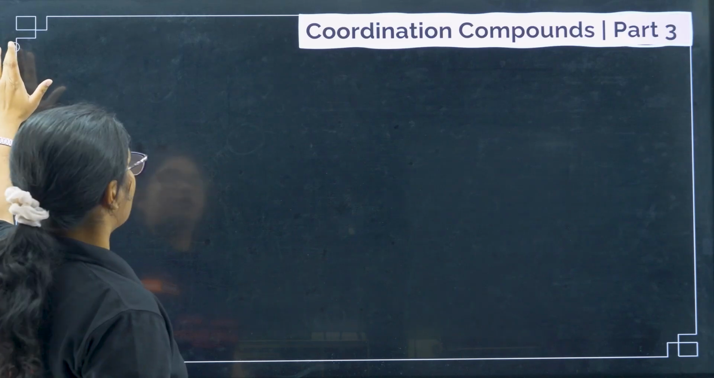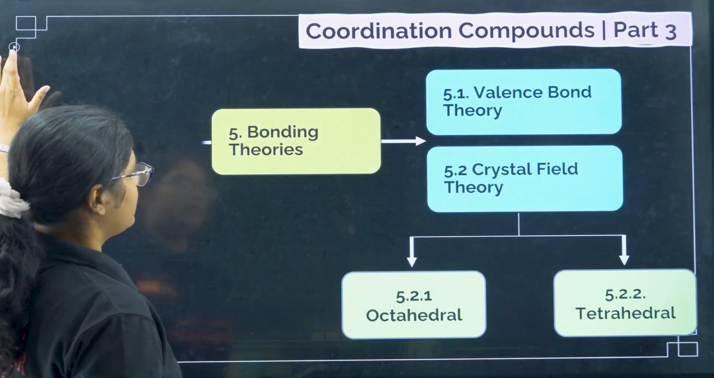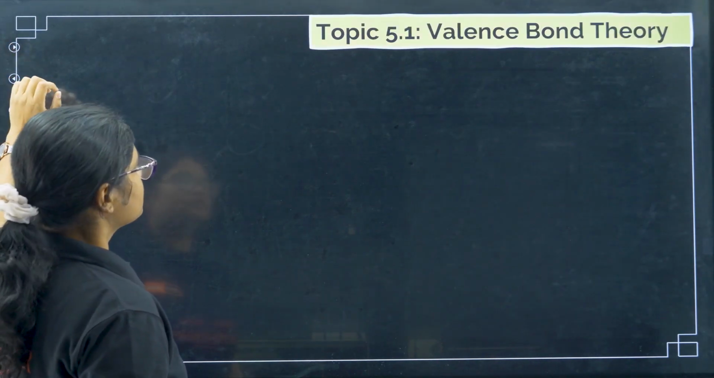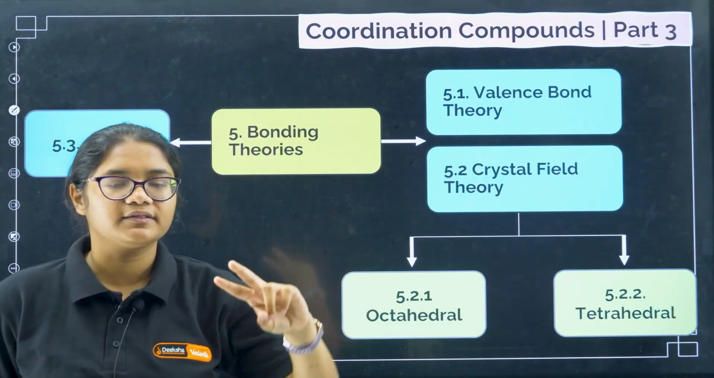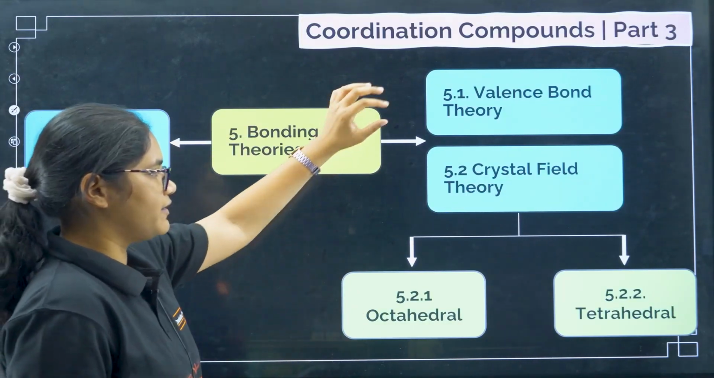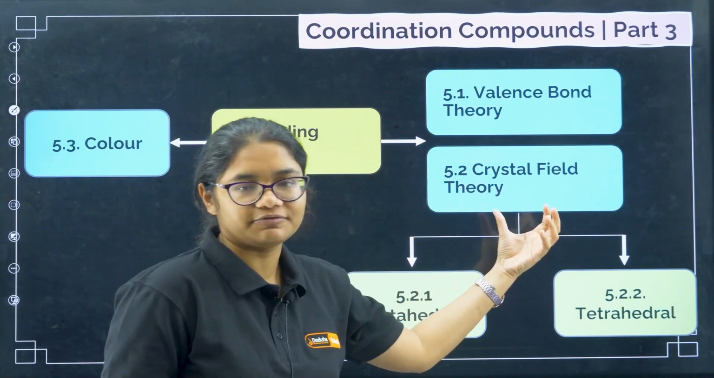Okay. Next we have coordination compounds. Bonding theories we will talk about. So first one is bonding theories. What all things we have seen? There are two types of bonding theories that are discussed. One is your valence bond theory, another is your crystal field theory.